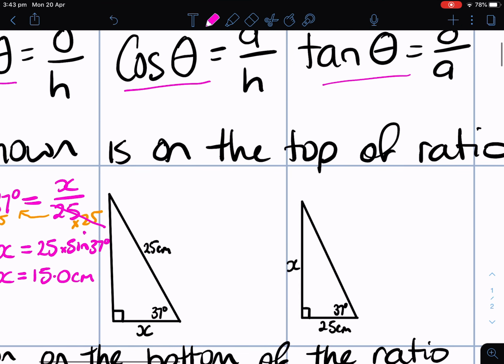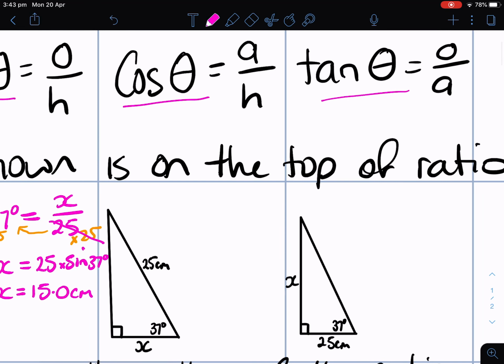Okay, let's look at the second one here. We've got again 37 degrees, but this time we have the adjacent side and the hypotenuse. So we're going to use cosine this time. Cosine of 37 degrees equals our adjacent, which is x, over our hypotenuse, which is 25. Again, you can see that our unknown side is on the top, so we need to get rid of our 25 so that x is isolated.